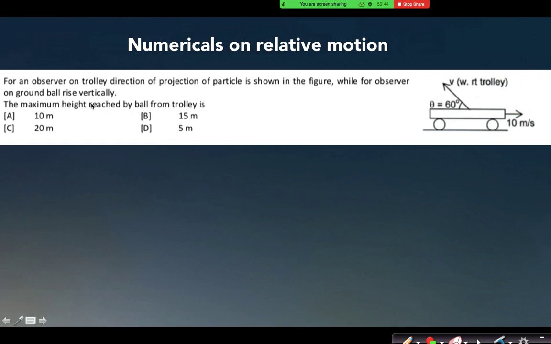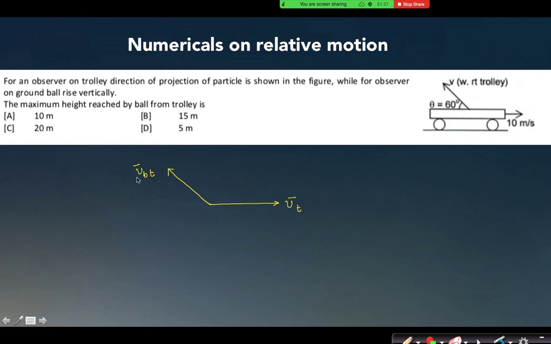You can use the concept of relative motion. It says for an observer on the trolley, the direction of motion is shown in the figure. So that velocity is shown with respect to the trolley, and the trolley is moving with 10 meter per second, right? So if this is the velocity of the trolley, and this is the velocity of the ball with respect to the trolley, then can you tell me how do I find the velocity of the ball?